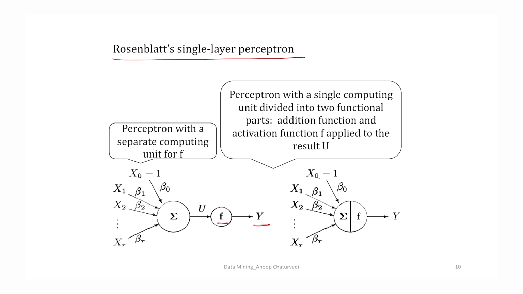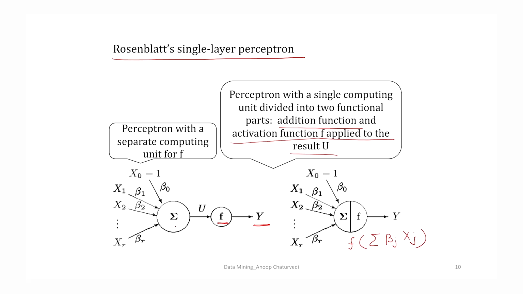Or if you are using this kind of formulation, perceptron with a single computing unit divided into two functional parts, say additive function and activation function f applied to result u. That is, we are combining these inputs, and then we are taking the function f of summation beta j x j, and then ultimately you get y. So, there is just a slight difference between these two representations.